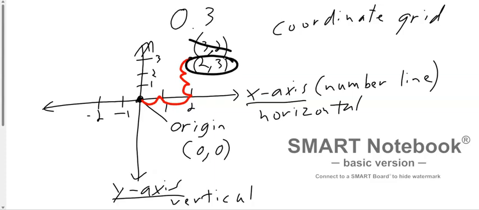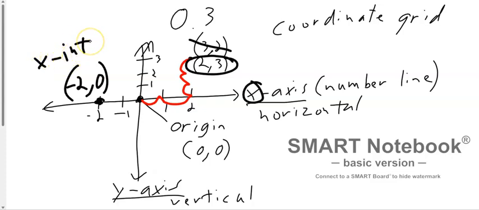Now, we also have some very special points on here, such as this point right here. Now, if we think about it, what would we name that? Well, again, we go left 2 spaces, so -2. We don't go up or down, -2, 0. This is on the x-axis, so we call this an x-intercept. We sometimes abbreviate it like that, but this is the full word, x-intercept.